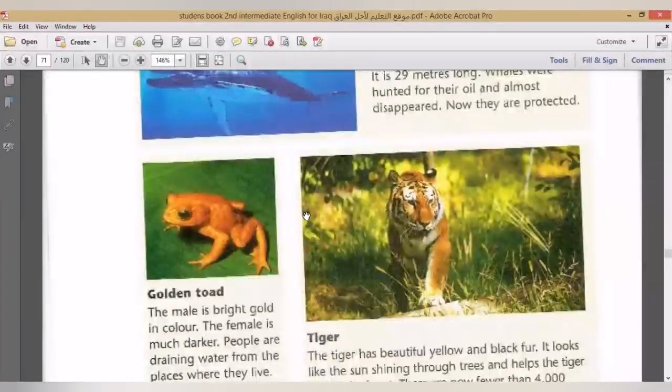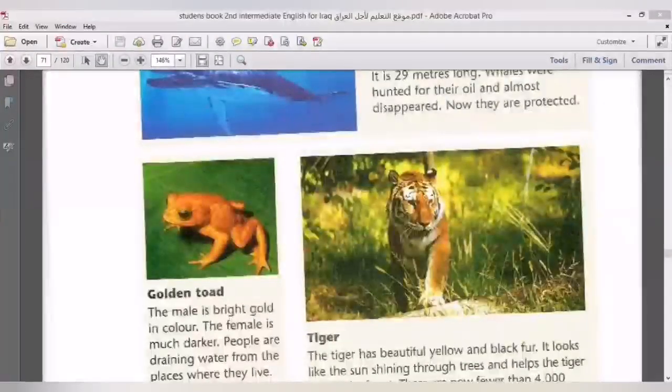So by the way, what is the difference between a toad and a frog? As a matter of fact, they are just the same, but a frog usually has moist or slimy skin, while the toad has dry skin. Okay, now we are also speaking about the skin.